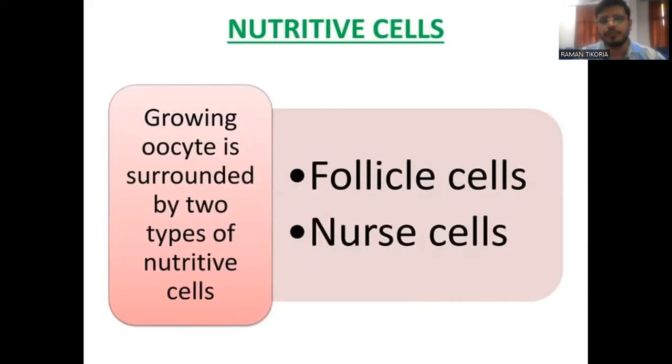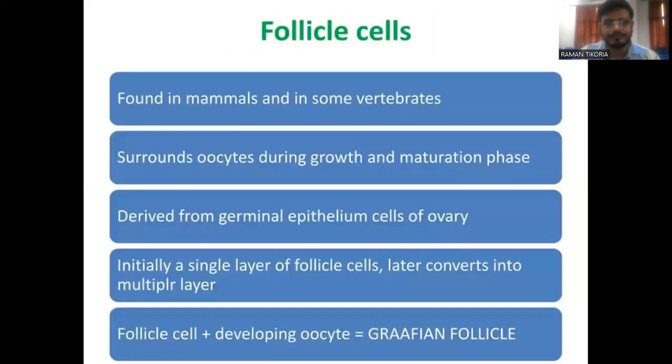Nutritive cells. In humans, two types of nutritive cells are present. One is follicle cells, which surround the ovum, and these follicle cells divide into two layers, theca interna and theca externa. The other is nurse cells, which provide cytoplasmic bridges during the growth phase. First, we will discuss follicle cells. These follicle cells are found in mammals as well as in some vertebrates. They surround the oocyte during the growth and maturation phase.